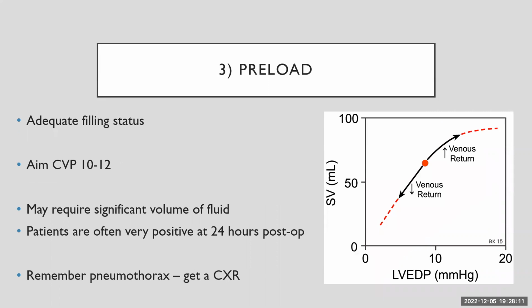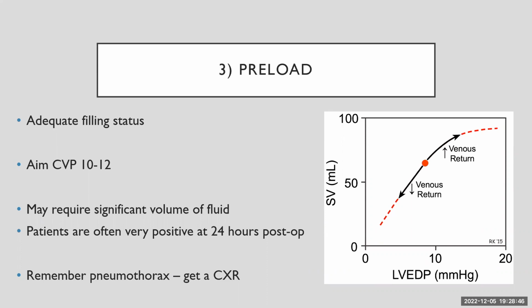When it comes to considering preload, this is Starling's curve, which you may recall from medical school. And the bottom line here is the recognition that the amount of stretch of the ventricle correlates with the degree of contraction that is subsequently occurring in order to eject the blood. The optimum central venous pressure that we aim for is in the region of 10 to 12. And oftentimes you will find patients who have reduced CVP.